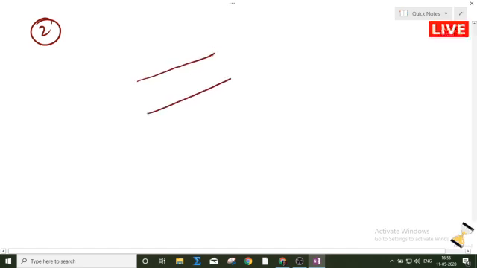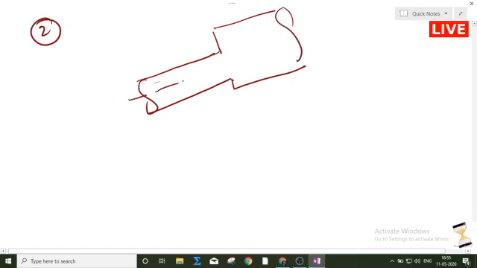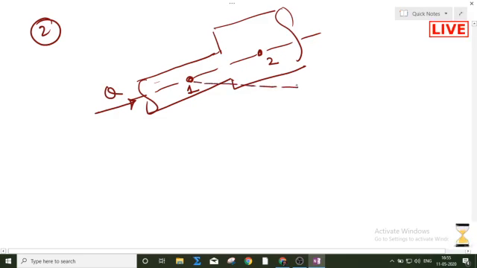So the next question is saying a pipe is there, and it has been expanded to a certain diameter. This is my pipe, and this is the length direction of the center line of this pipeline. Suppose this is point number 1 and this is point number 2, and the flow is occurring in this direction, this is Q. The point number 1 is at a distance of 6 meter.